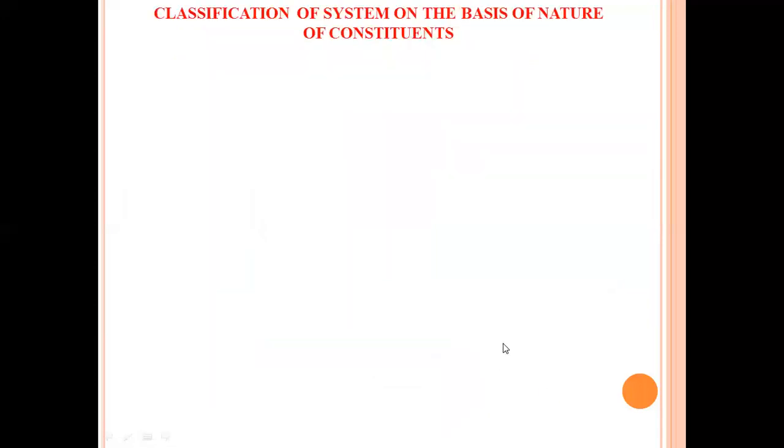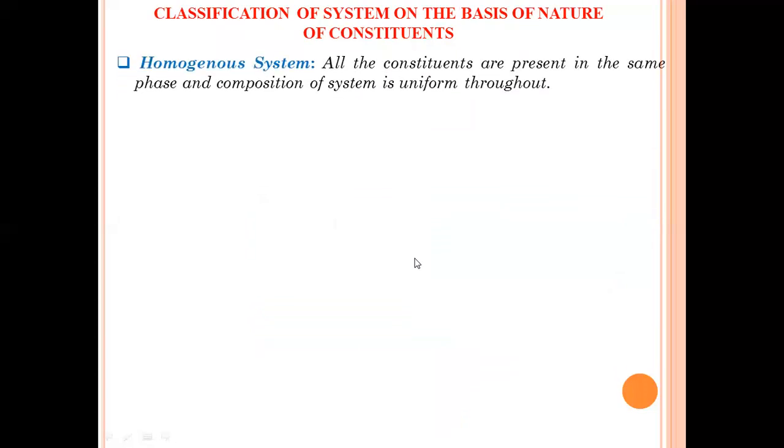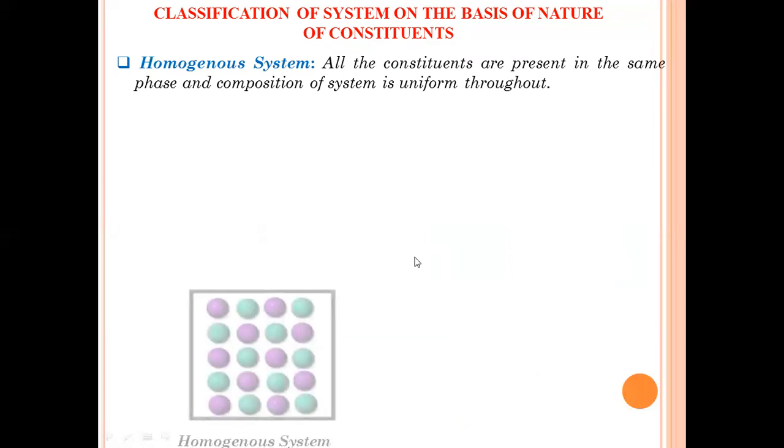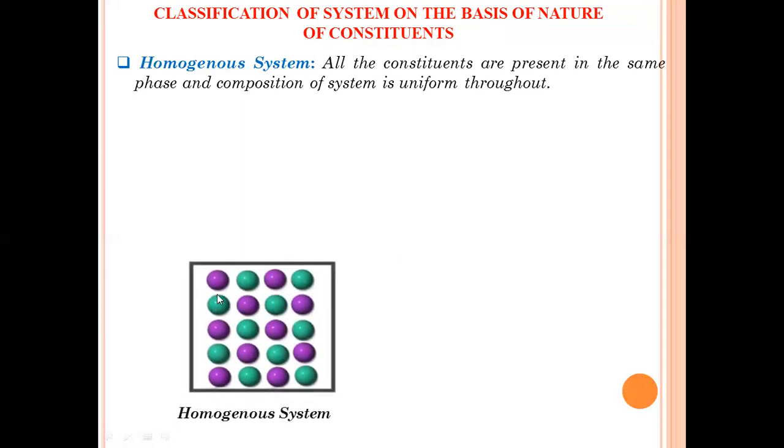Classification of system on the basis of nature of constituent. On the basis of nature of constituent, the systems are classified as homogeneous and heterogeneous systems. Let us first discuss the homogeneous system. In a homogeneous system, all the constituents are present in the same phase and the composition of the system is uniform throughout, meaning molecules are arranged in a uniform order, one after another.